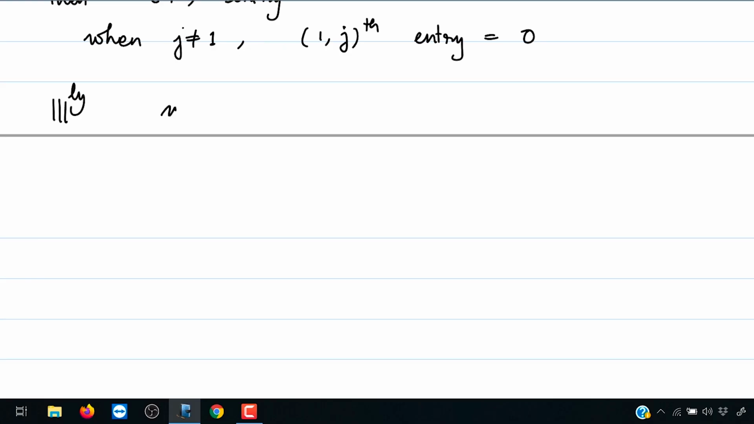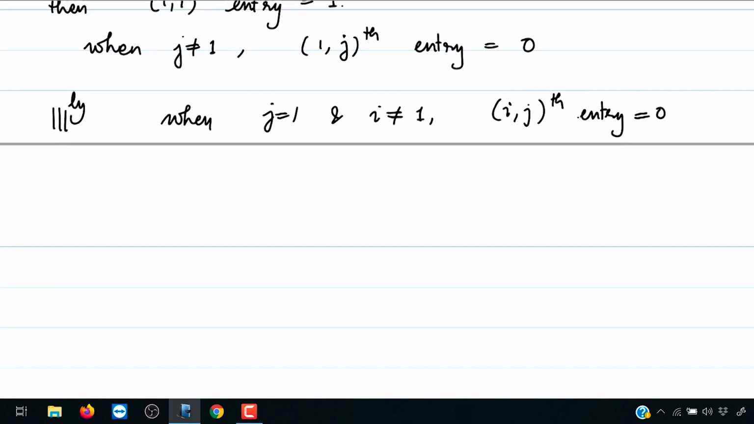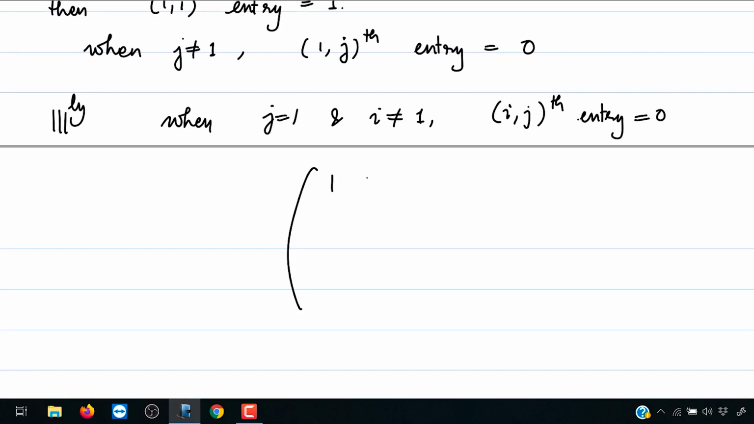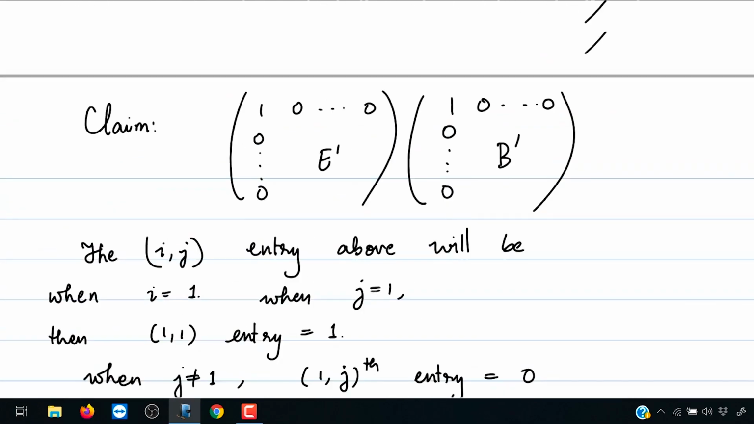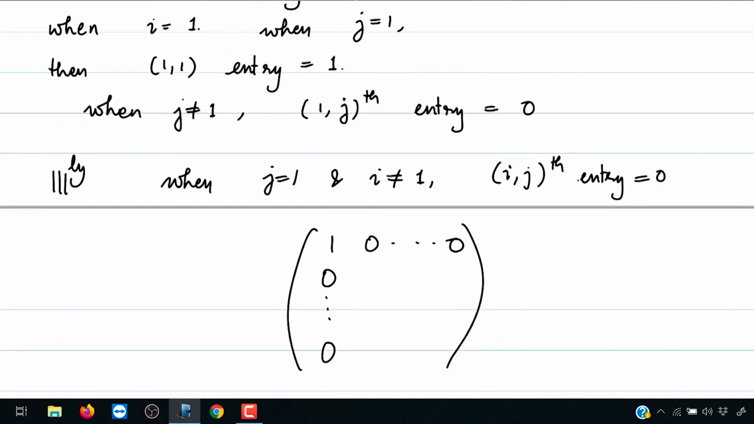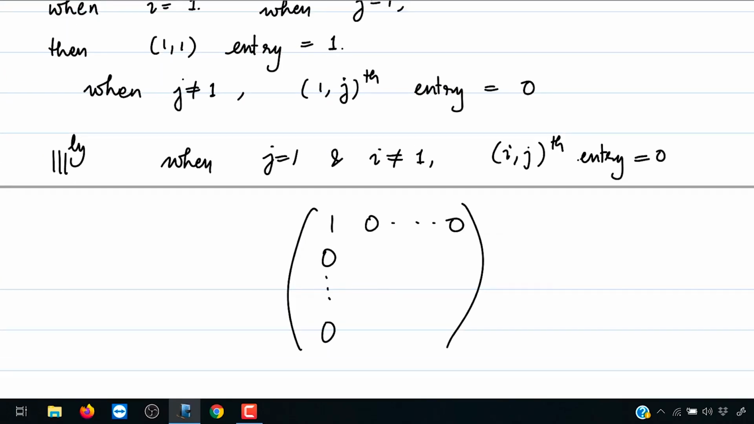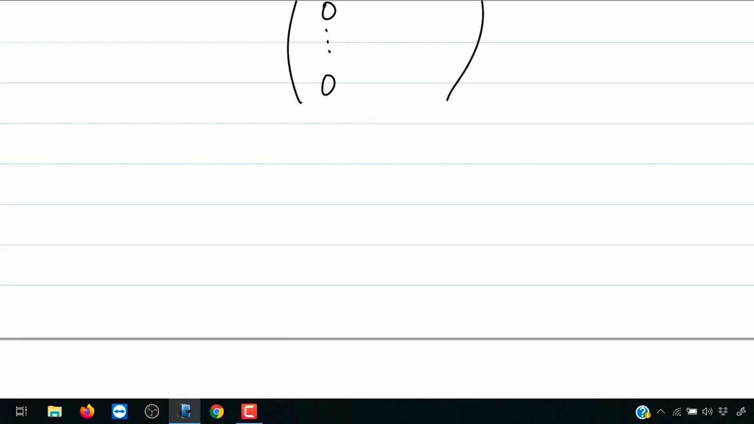Similarly, when j is equal to 1 and i is not equal to 1, the i,jth entry is equal to 0. So this establishes that in the product matrix, our first row will look like this, and what remains will look like this. The only thing to be checked is the remaining part of the entries. Again the same argument tells us that j is not equal to 1 and i is not equal to 1, so the first entry will not contribute anything.